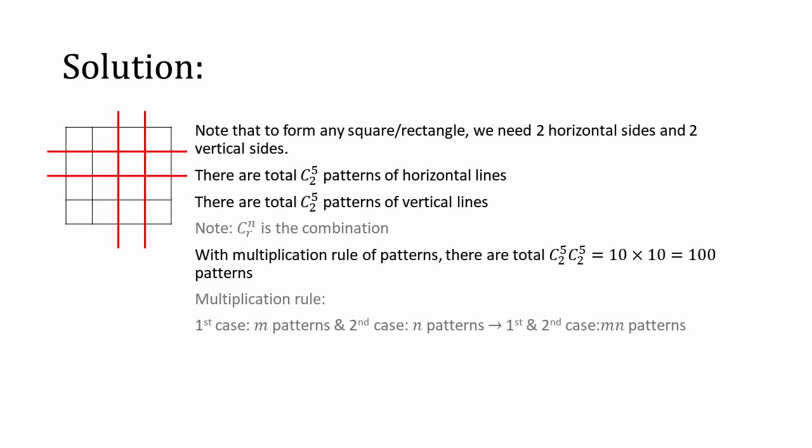Since we know the multiplication rule, which tells us if there are 2 cases with M and N patterns respectively, then there are MN patterns in total for combining 2 cases together. We can multiply the 2 combinations together, and we might easily get the result, 100 patterns to form a rectangle or square.